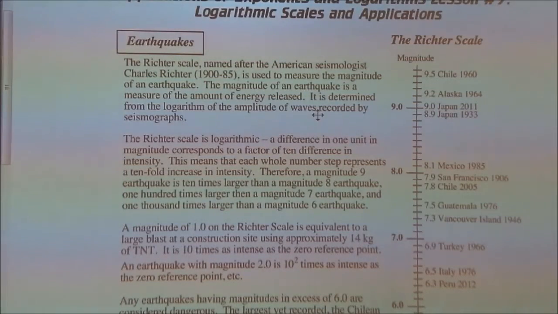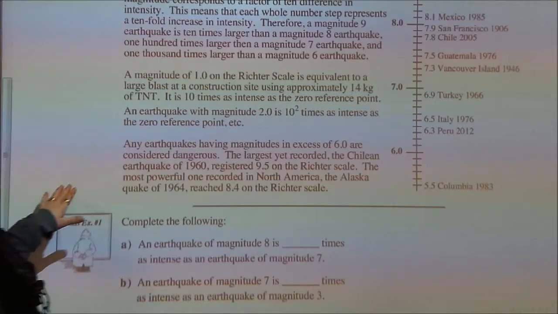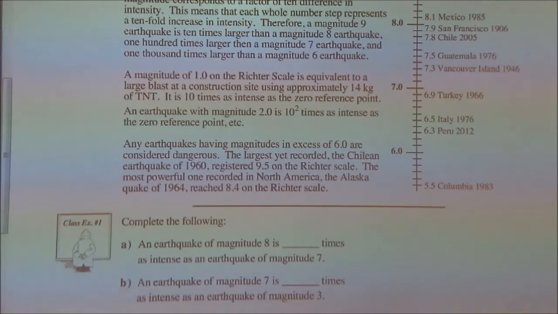So that's why when the news is reporting on an earthquake and they talk about an 8.5 earthquake being dangerous compared to a 6.5, it's because it's 100 times more powerful. Okay? To give you an idea of what a 1.0 on the Richter scale is equivalent to, it's a blast of 14 kilograms of TNT. That's 10 times the 0 reference point. Any earthquakes having magnitudes in excess of 6.0 are considered to be dangerous.